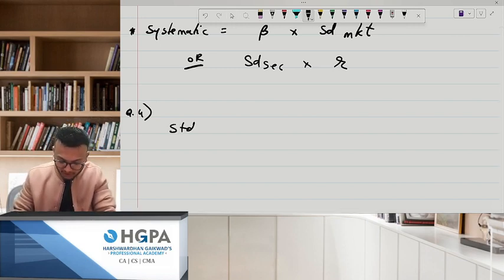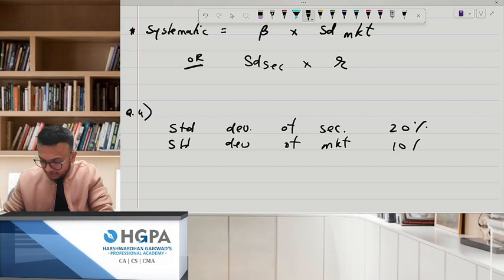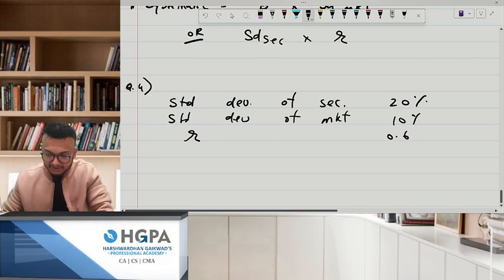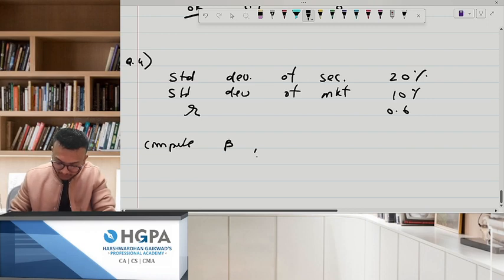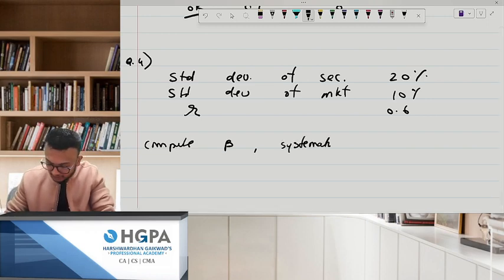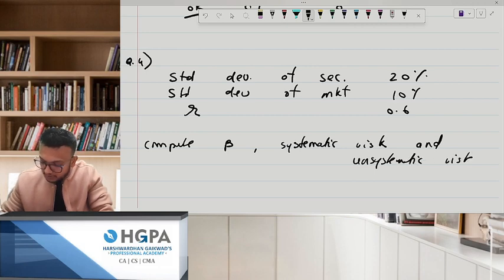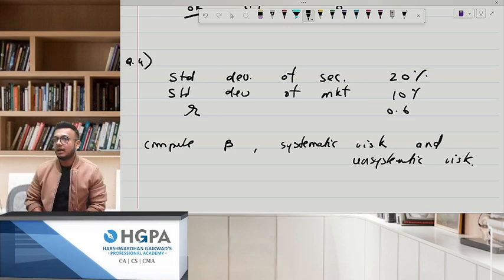They have given you standard deviation of security, and that is 20%. They have given you standard deviation of market, and that is 10%. And they have also given you correlation between the security and market, and that is 0.6. And they have asked you to compute beta, compute systematic risk, and unsystematic risk also. Sister, you have not given us the formula for what? No, you know it. Solve it and tell me. You know it. I'll not do anything. You only have to do it.